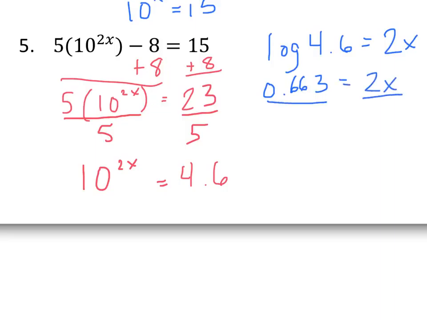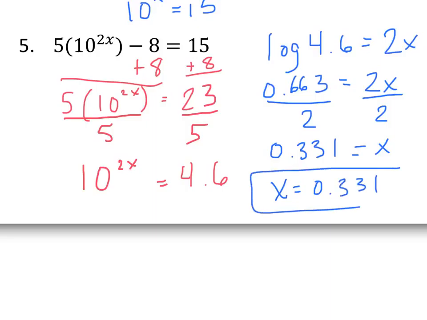Then I'll divide both sides by 2 to get x by itself. And I'm keeping the decimals in the calculator, I just rounded it to write it. So I'm dividing by 2, and I get x equals 0.331. Alright, so x equals 0.331. Alright, we have one more example.